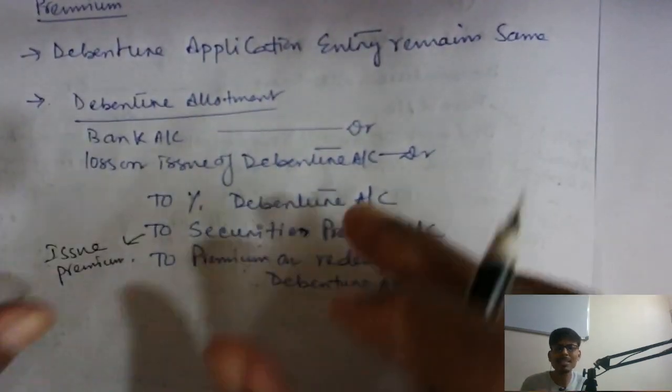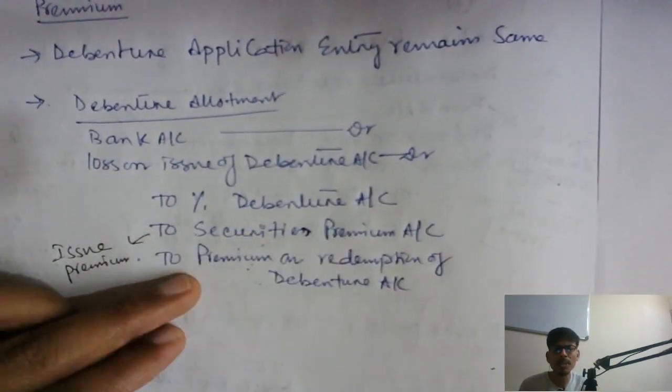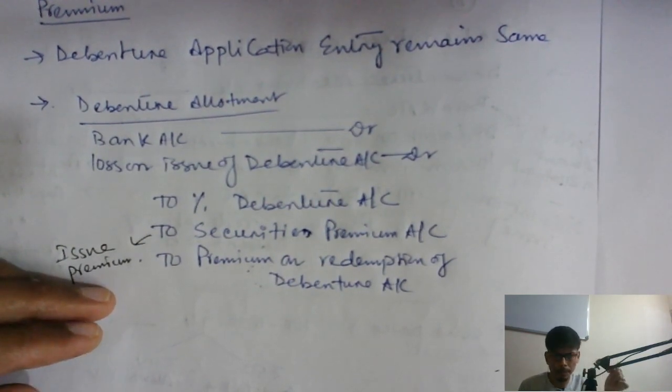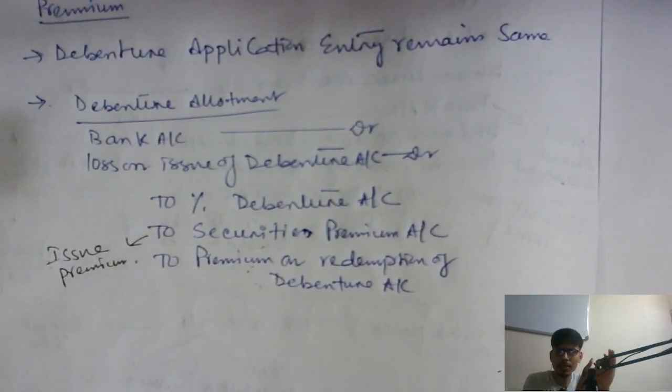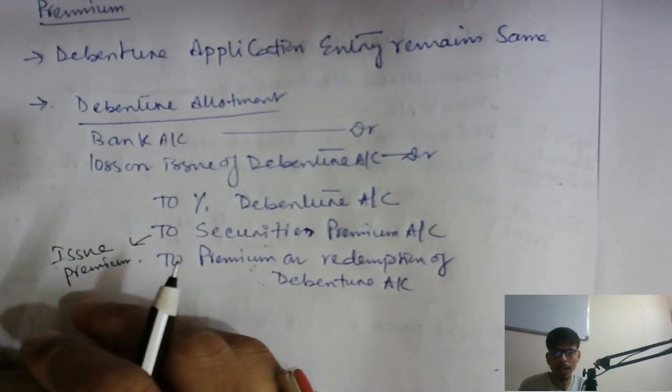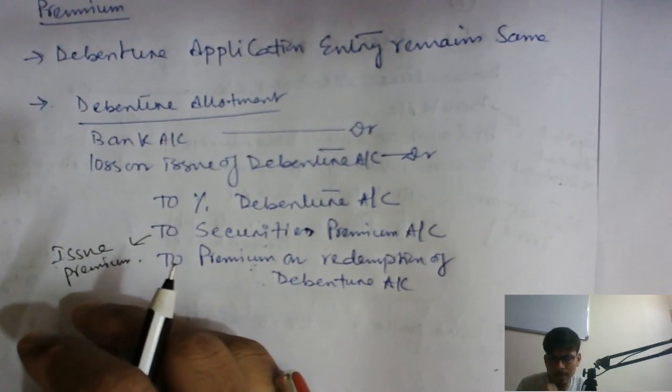Everything remains the same. This is the only difference. Only securities premium is to be credited if you are issuing shares, sorry, debentures at a premium. It may be shares or debentures, same type, securities premium is to be credited. And this securities premium is nothing but a capital income or capital profit, you can say. It's extra earning. Okay, it's not earning, it's an extra receiving of money.